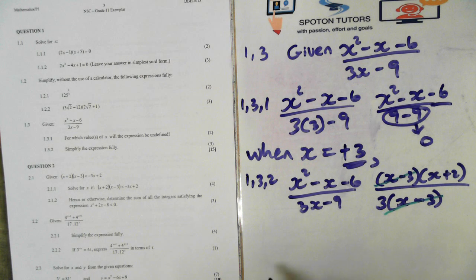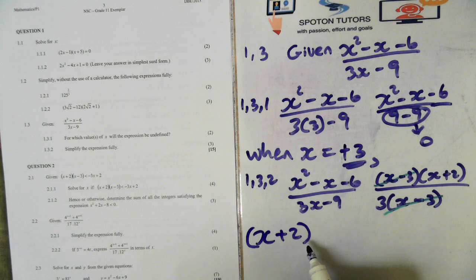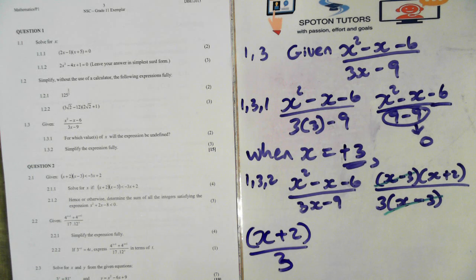Write this in its fully formalized manner, which gives you open bracket, x plus 2 close bracket, all over 3. So your answer is x plus 2 over 3. You don't need to go further than this. There's no need. This is your answer.